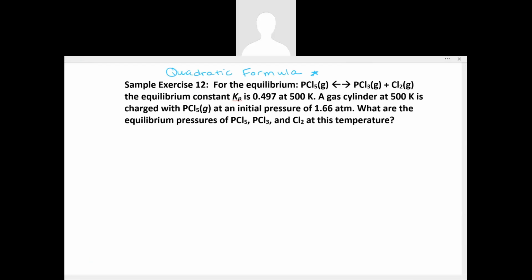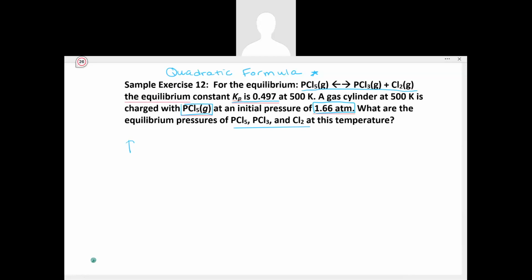Here, we're given our equilibrium reaction up top. We're told that our Kp value at 500 K is 0.497, and we're given some of our reactant and its initial pressure. We're then asked to find the equilibrium pressures of all three values here, both our reactant and the two products. So we know what to do.